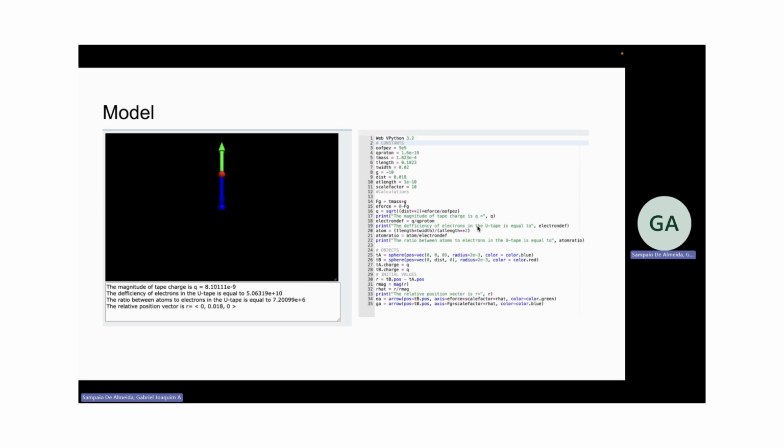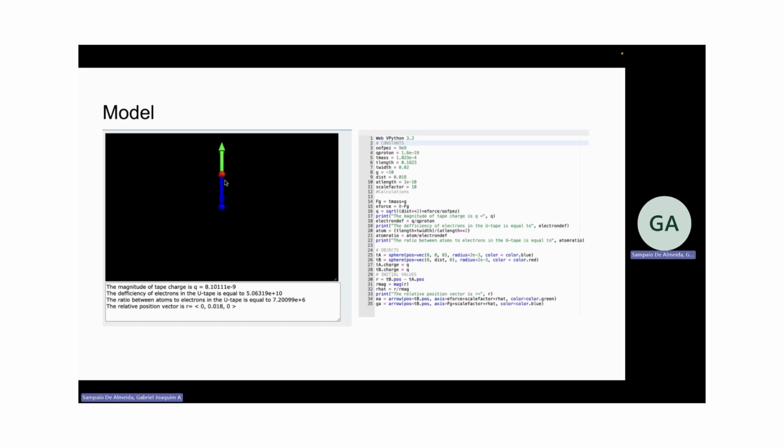which performs basically the same calculations as for the experimental values. It defines tape A and tape B as two spheres. Tape A is the blue sphere, and tape B is the red sphere. As you can see, the tape charge's magnitude was very similar to the one experimentally measured, 8.1 × 10^-9. The electron deficiency was also very similar, and the ratio between the electrons and atoms was similar too.